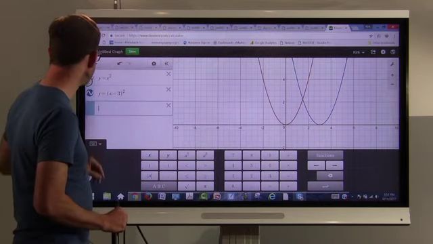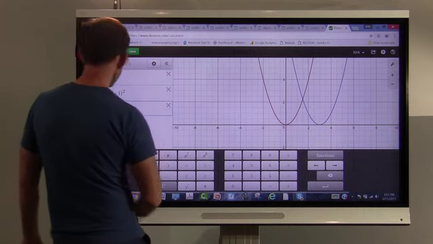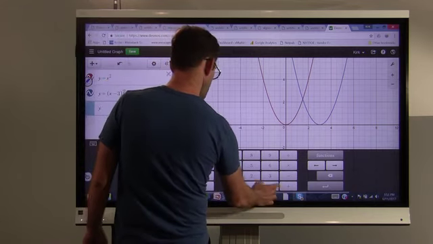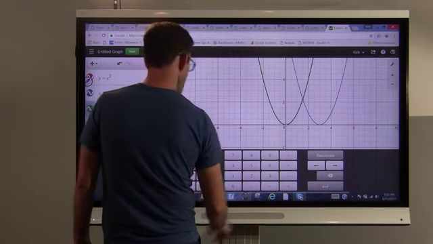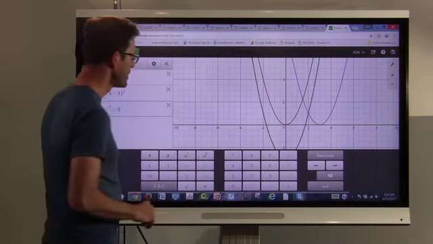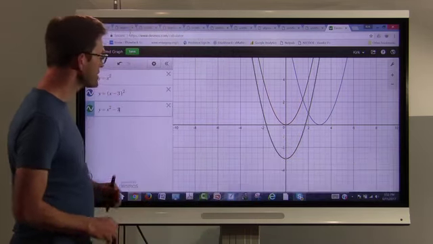On the other hand, if I had something like this, y equals x squared minus 3, right, get rid of this, right?